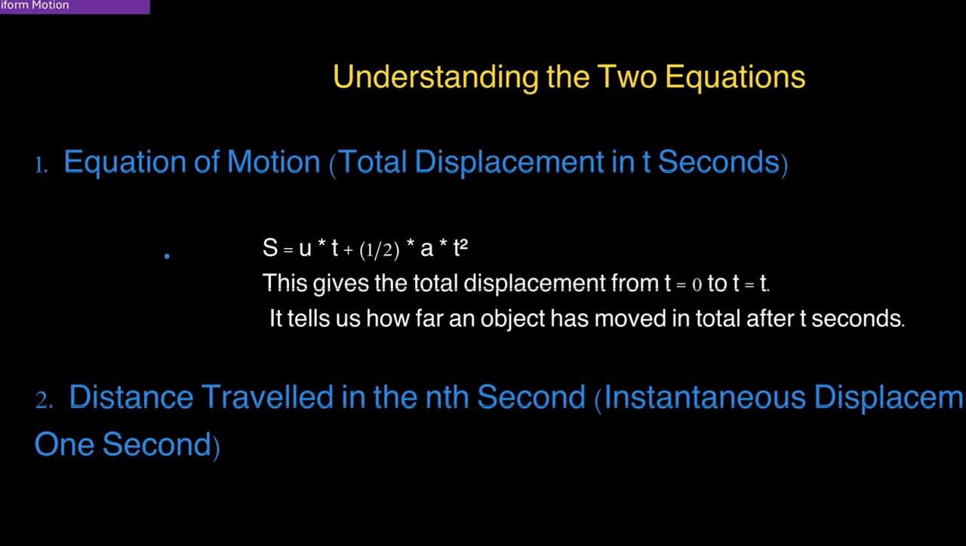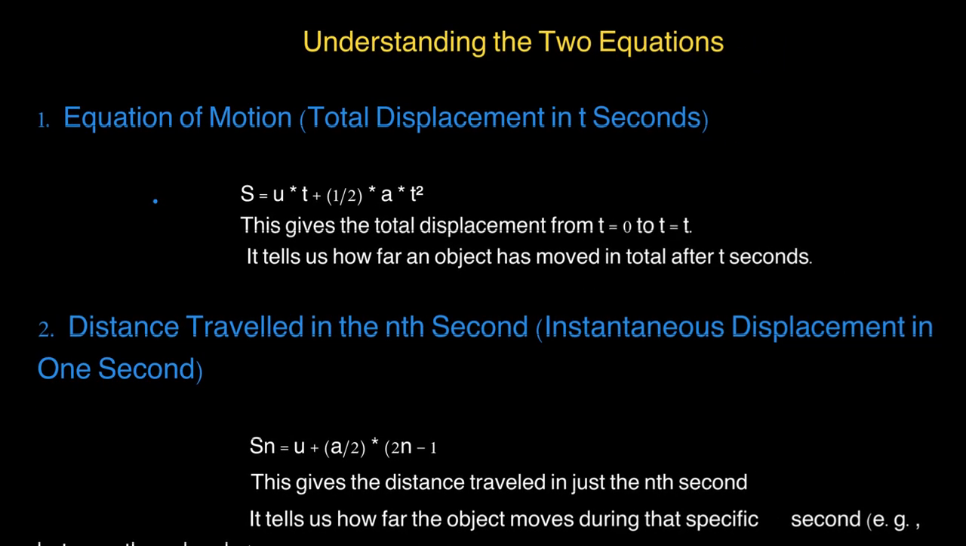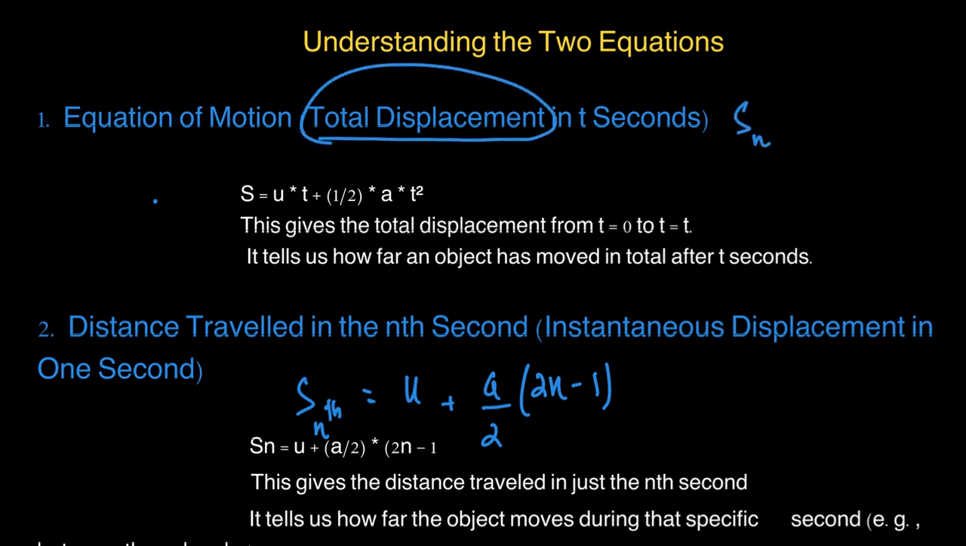So first, let us understand the two equations, which are equations of motion. One gives s is equal to ut plus half at square, and the other is Sn, which is equal to u plus a by 2 into 2n minus 1. So what is the difference between these two? The primary way to understand this would be total displacement is S n and instantaneous displacement is Sn.